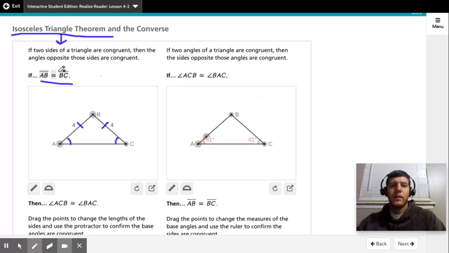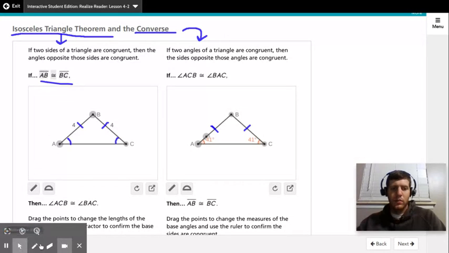So if we did if P then Q, the converse is going to be if Q then P. So if the angles are congruent, so here you have angle A and angle B are congruent. They're both 41 degrees, so they're congruent. Then the sides opposite those angles are going to be congruent. So across from 41 is BC, and across from angle C here is going to be AB. So AB would be congruent to BC. Okay, so that's the regular, and then this would be the converse to the isosceles triangle theorem. All right, so let's look at our example.